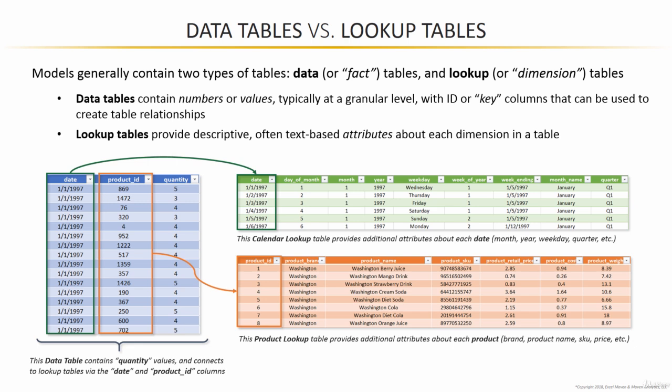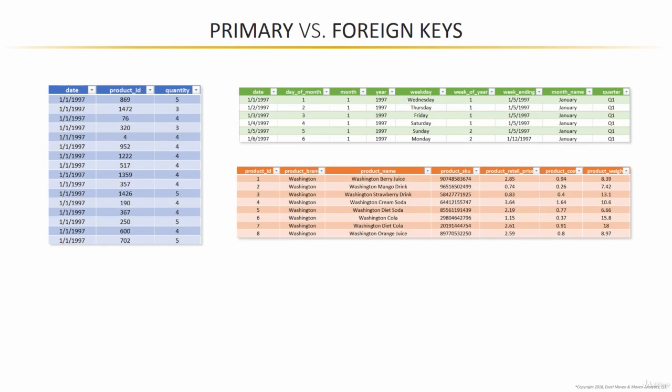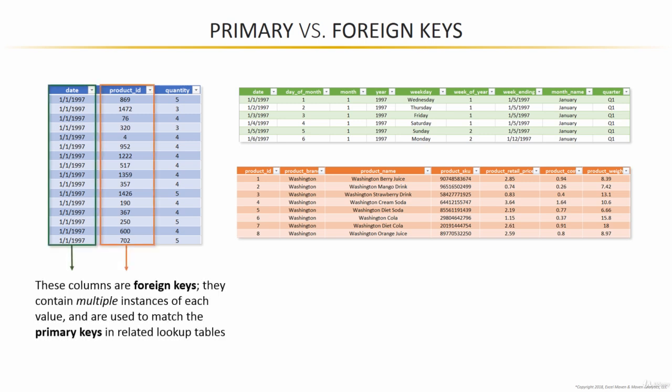So in order to understand the real mechanics of how these relationships work, one of the first things we need to dig into is the idea of primary versus foreign keys. Now consider the same set of three tables: our blue data table, our green calendar, and our orange product lookup table. Consider the date and product ID columns in our data table. These are called foreign keys.